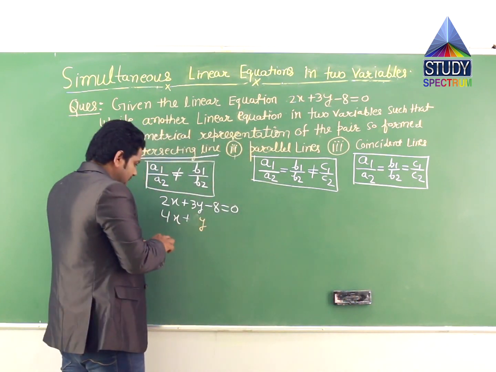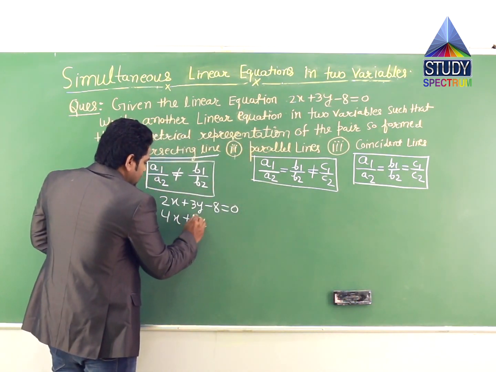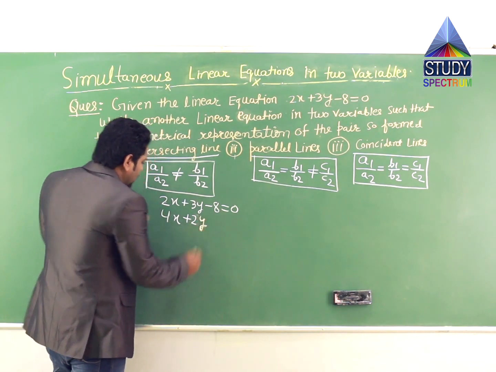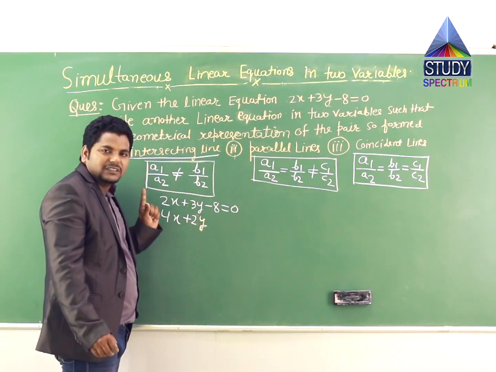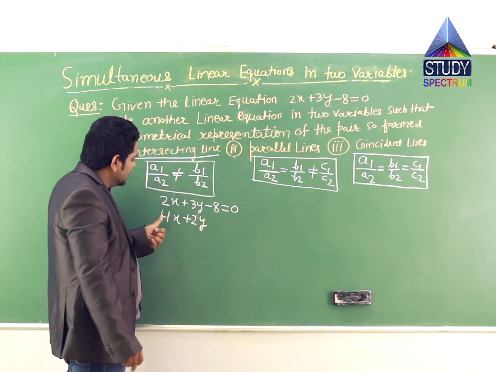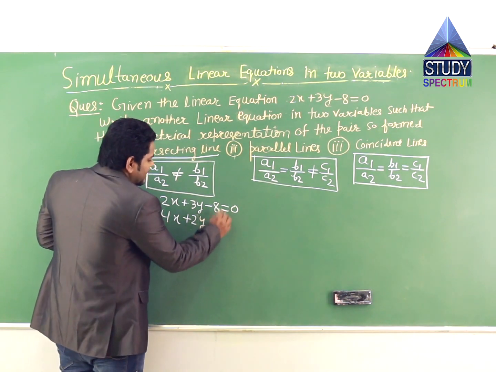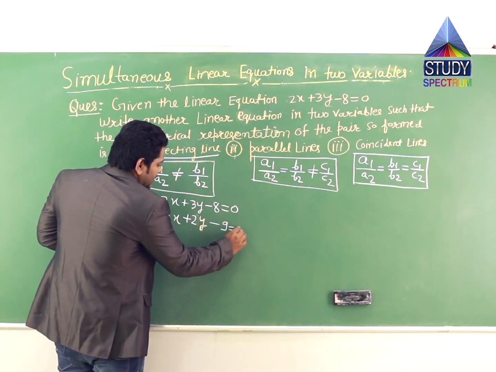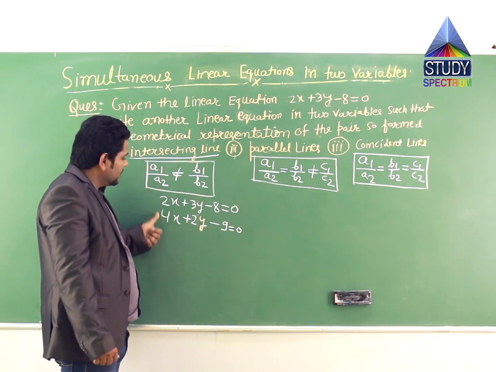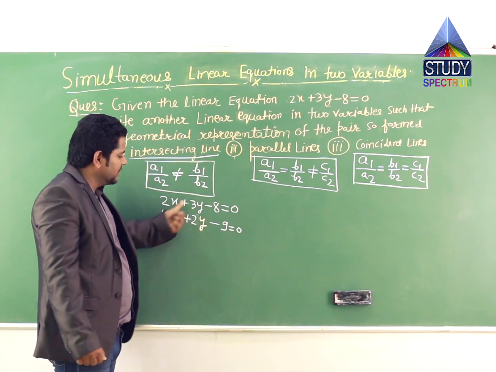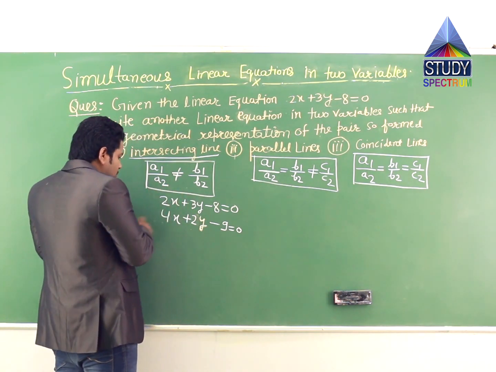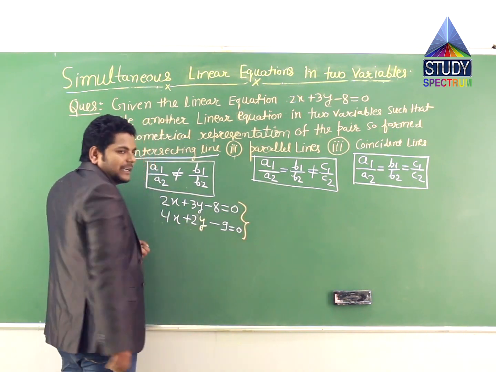So suppose we have taken 2y. Now 2 by 4 is 1 by 2, and 3 by 2 is 3 by 2. So both are not equal to each other, so you can write any constant. Suppose this is 9 equal to 0. So in this system of equations, 2 by 4 is half and 3 by 2 is 3 by 2, so a1 by a2 is not equal to b1 by b2. So this will show intersecting lines.